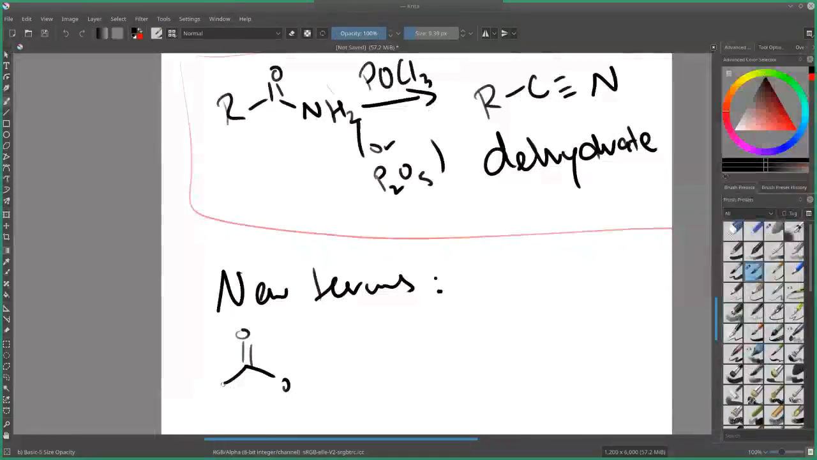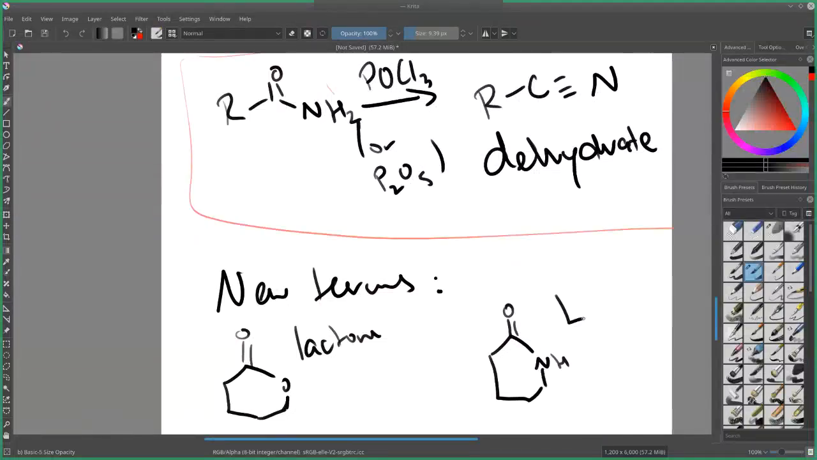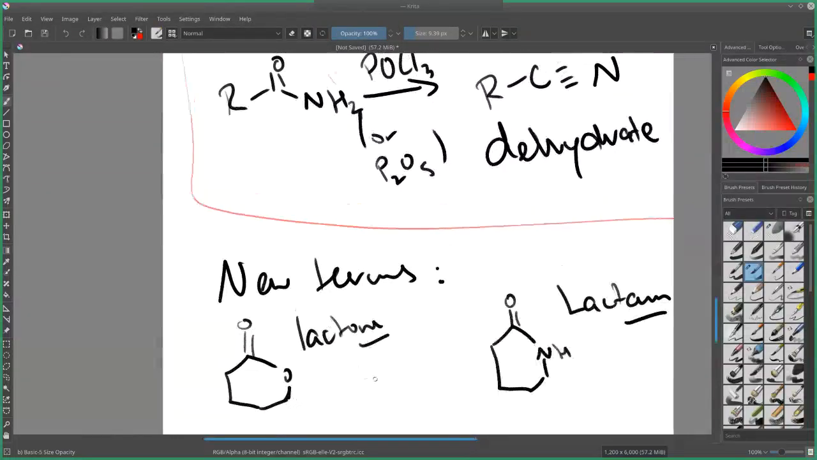So if you have, let's say, a cyclic ester, this is called a lactone. And if you have a cyclic amide, then this is called a lactam. Okay, not too much to say about these two.